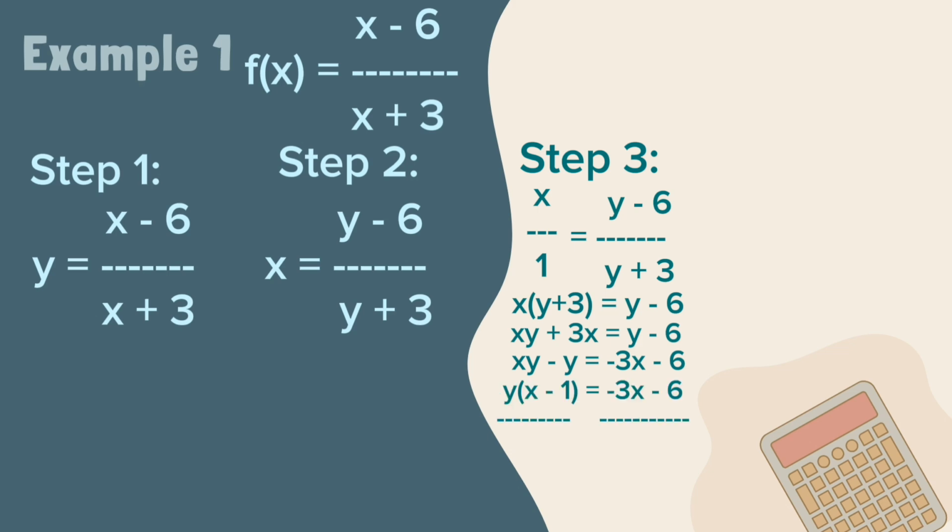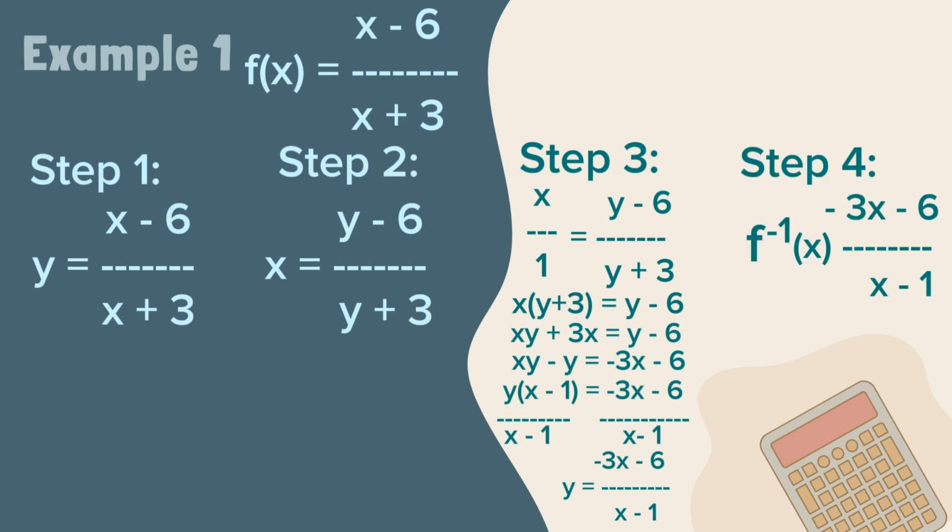Now we have y times the quantity of x minus 1. But we're not done yet. We have to make sure that y is alone on the left side. So let's divide both sides and cancel the similar terms on the left side, which leaves us y. We can finally proceed to step 4. So step 4, change the y to f inverse of x.